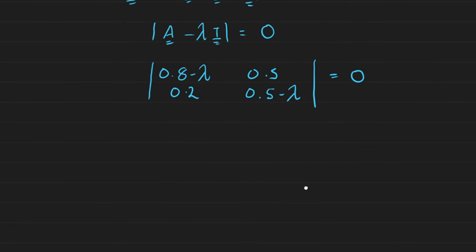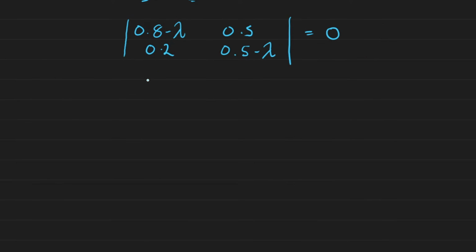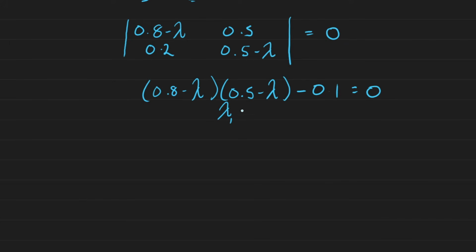So we solve this determinant. That would be 0.8 minus lambda times 0.5 minus lambda, minus 0.5 times 0.2, which is 0.1. Set this equal to 0. This is quite an elementary quadratic equation, and it's a fairly simple matter to solve. When we solve this, we find two values of lambda. We have lambda 1, which is equal to 1, and lambda 2, which is equal to 0.3.